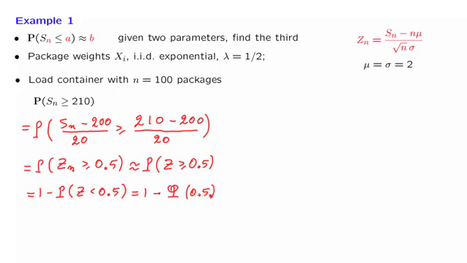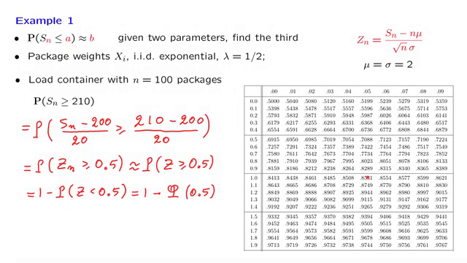And at this point, we look up the standard normal table, and for an argument of 0.5, the corresponding value is this one. So we obtain 1 minus 0.6915, which evaluates to 0.3085, and this is the answer to this particular problem.